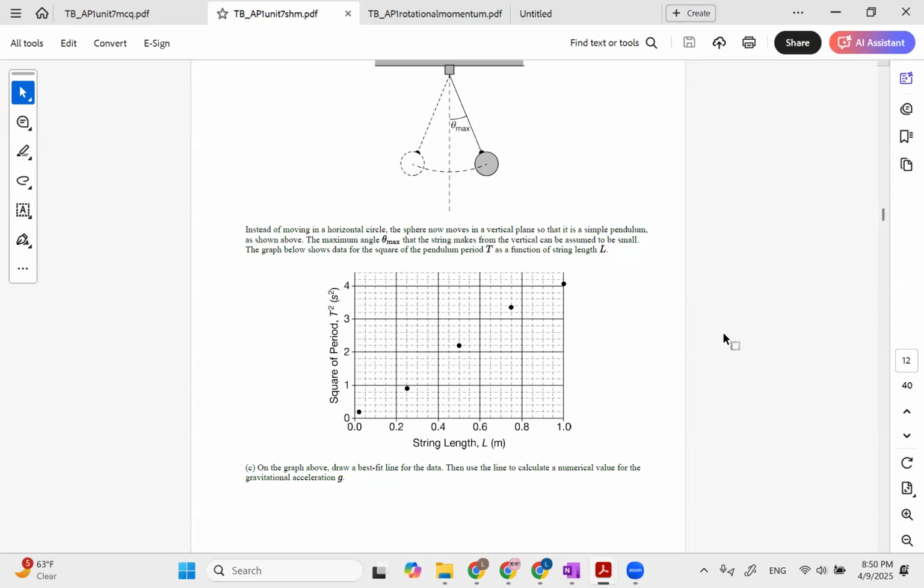Now you can read through the question. Instead of moving in a horizontal circle, the sphere now moves in a vertical plane so that it's a simple pendulum, as shown above. The maximum angle theta max that the string makes from the vertical can be assumed to be small. The graph below shows data for the square of the pendulum period T as a function of string length L. On the graph above, draw a best fit line for the data, then use the line to calculate a numerical value for gravitational acceleration g.